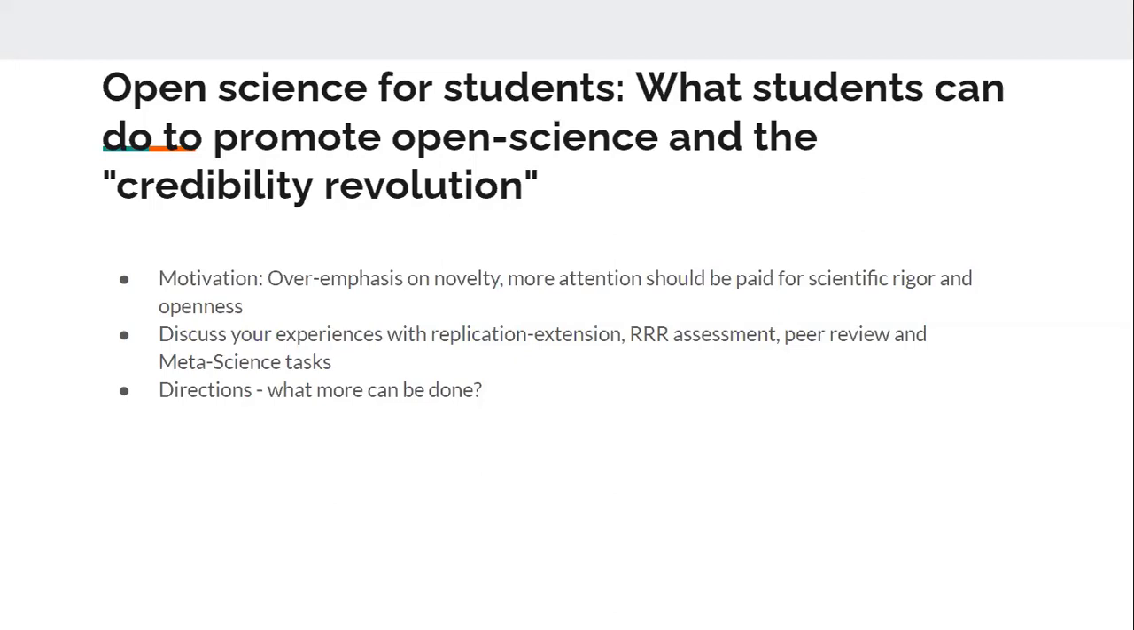What more can be done for students? Students can be key drivers for the open science movement. Indeed, a lot of postgraduate students are key motivators and leaders in open science movements, and they published some key papers on replication and open science. And I believe undergraduates can play important roles in this movement. And please stress what the future directions are for students in this open science movement.